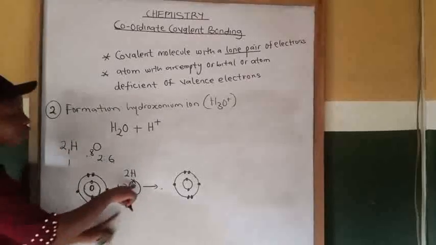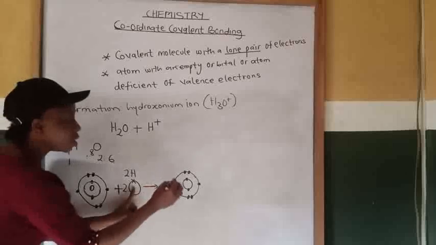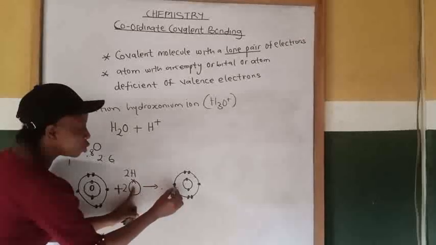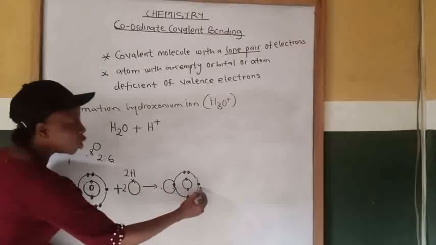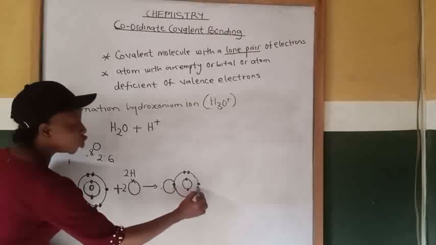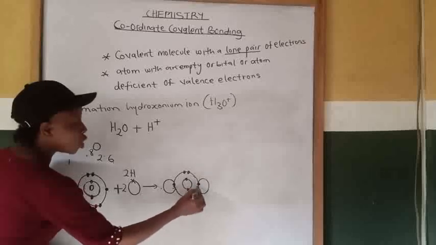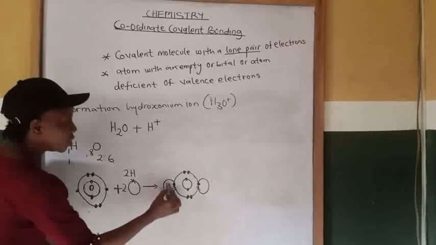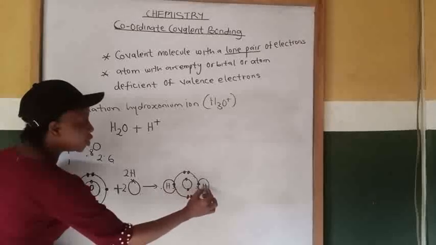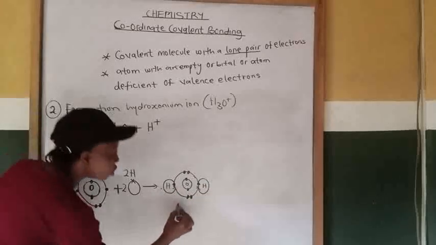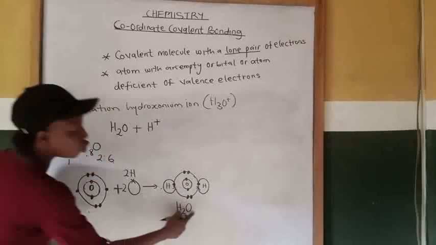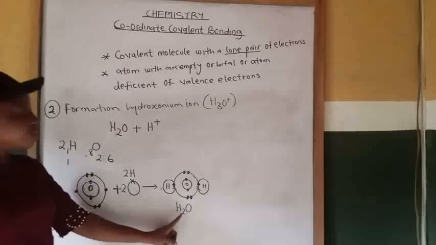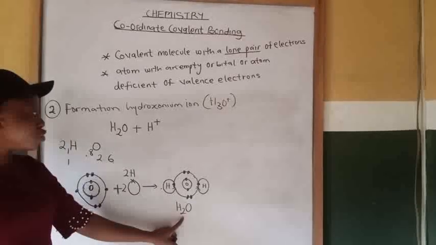The first hydrogen will come with its own shell, so it will attach with this electron to complete that duplet structure. The second hydrogen will come with its own shell, so it will attach with this electron to complete that duplet structure. So this is hydrogen, while this is oxygen, to give us 2 hydrogen and 1 oxygen, called H2O. H2O is a covalent molecule.